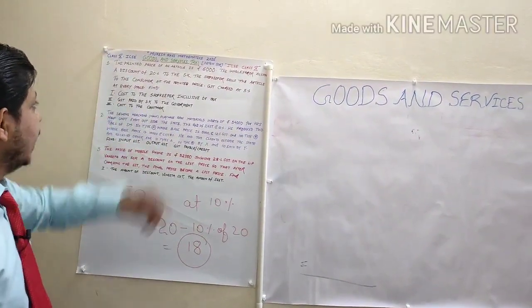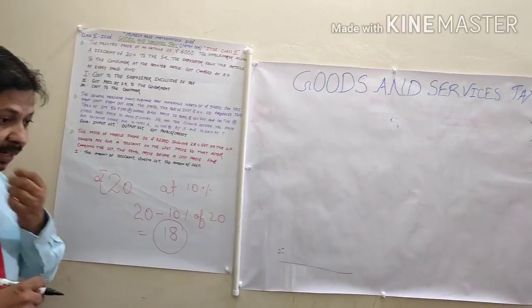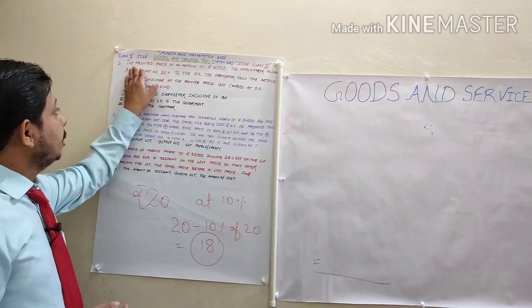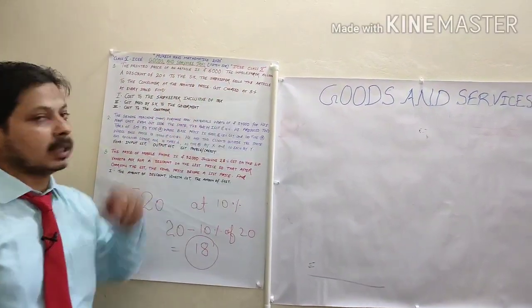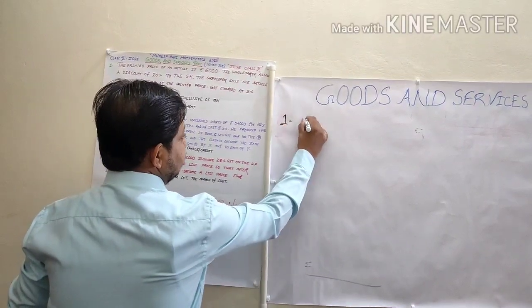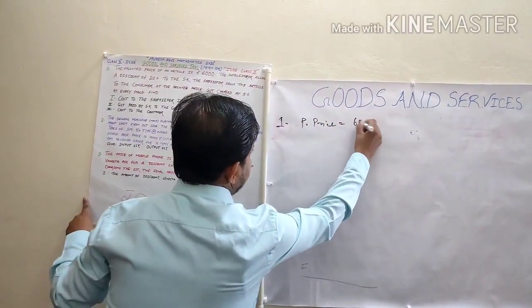Now see the question I have already written. I have selected three questions here because I don't want to make a long video, but today it will maybe be long. The printed price of an article is 6,000 rupees.